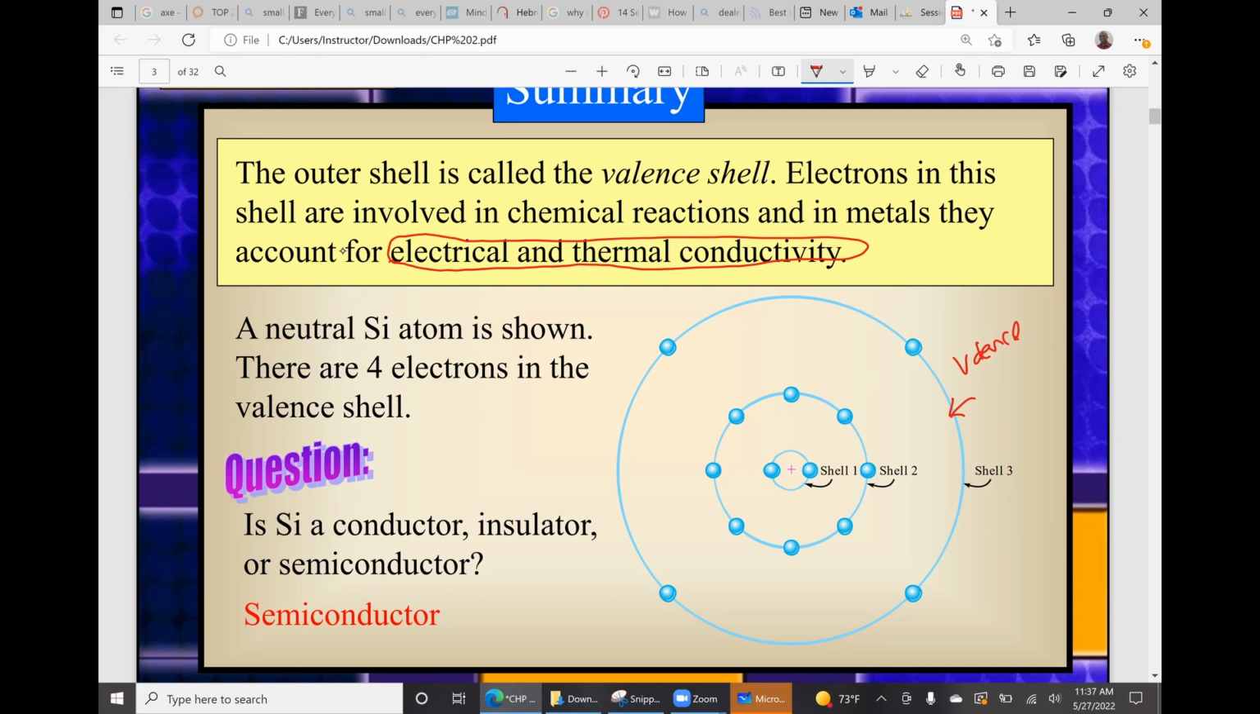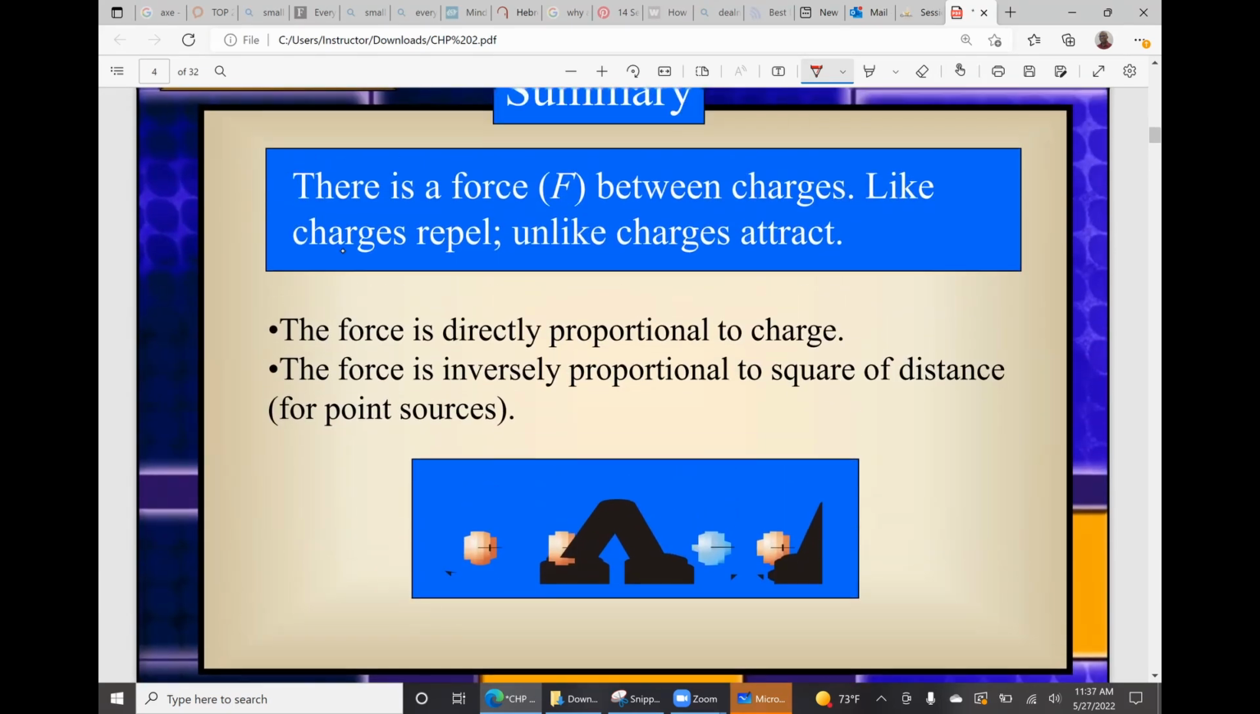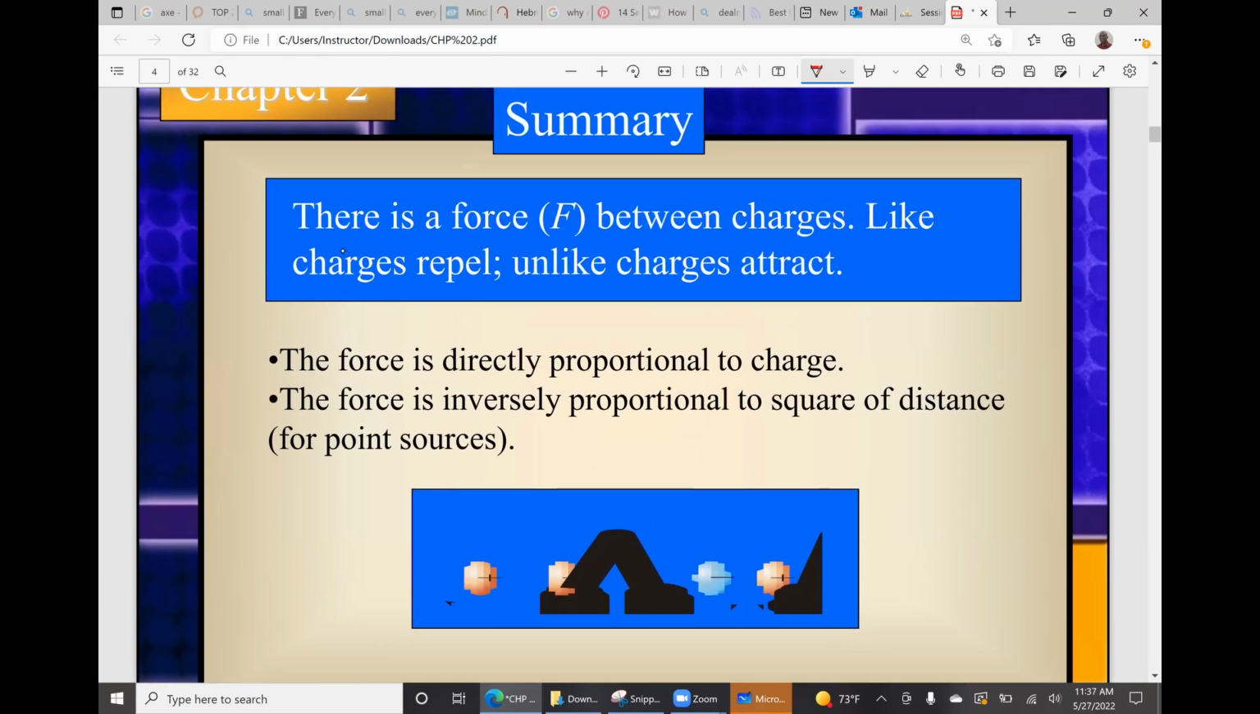So this is silicon, and there are 4 electrons on the valence shell for silicon. Right? Silicon is considered a semiconductor, and we'll see why. Because we can add electrons here and cause this to have a net negative charge, or we can subtract electrons and cause it to have a net positive charge. This is semiconductor material.